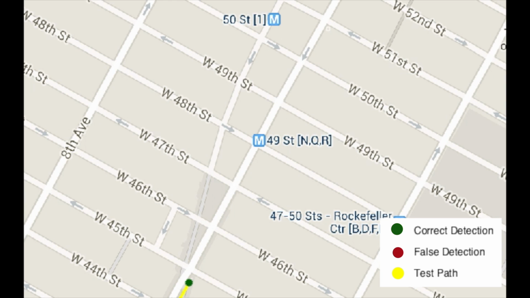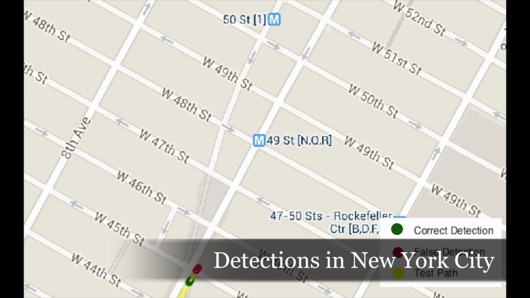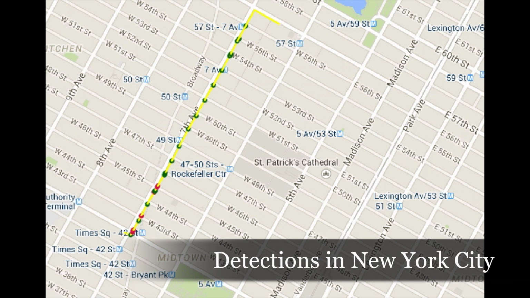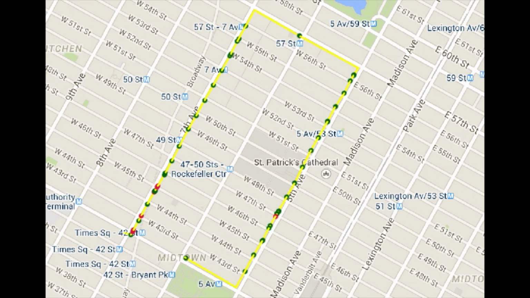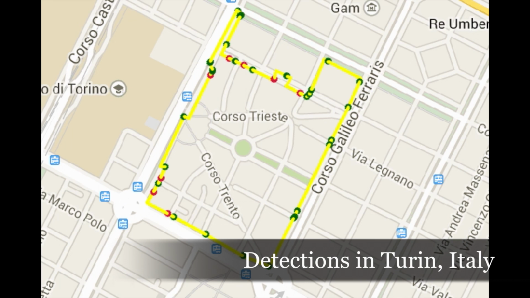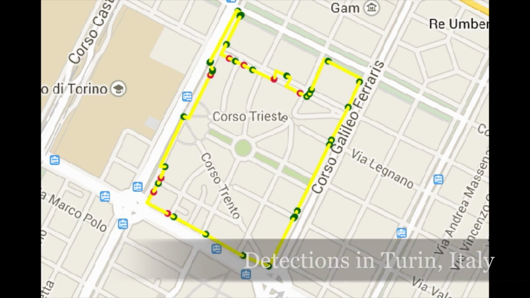As the pedestrian walks along the yellow path, a correct detection is denoted by the green marker right before the person enters the street. As he exits the street here, a false detection occurs as shown by the red marker. All the subsequent entrances are correctly detected before the person enters the street. In New York City, our system achieves 90% detection rate with only 0.7% false positives across multiple test paths. In Turin, our system achieves 90% detection rate with 1.5% false positives.